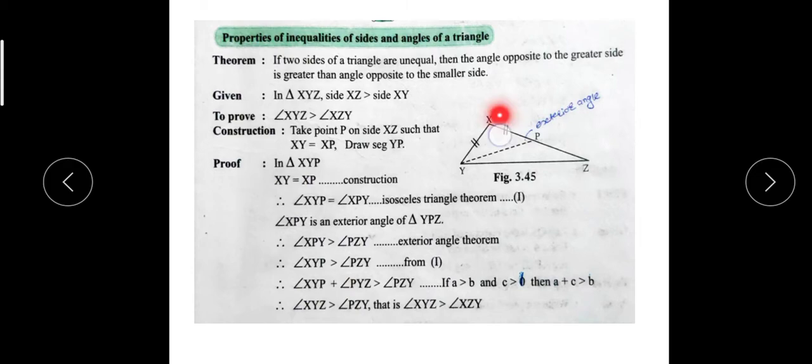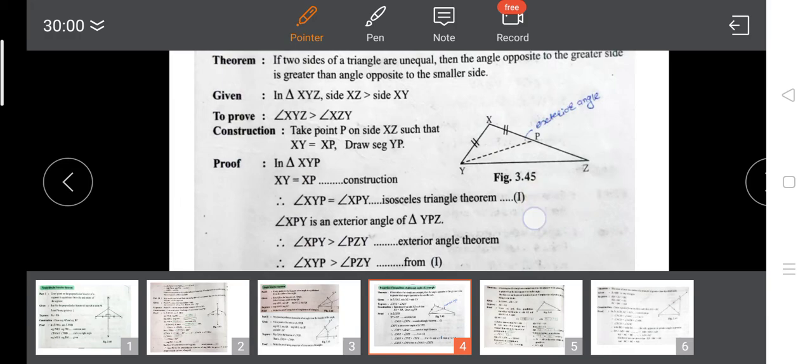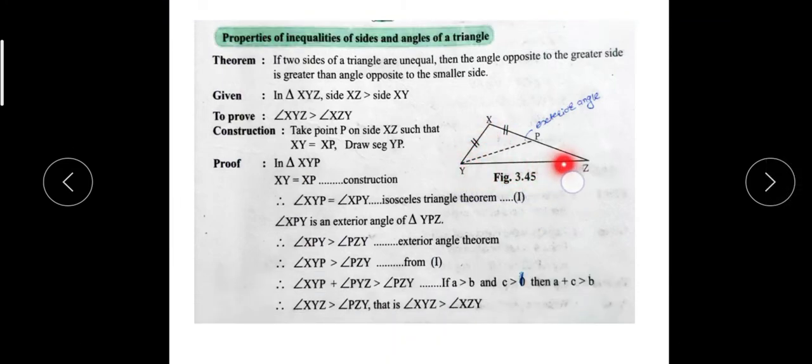Now if you are observing XYZ, here XZ is greater than XY. What is given? XZ is greater than XY. It is looking so and it is given also. Now see students, if XZ is greater than XY, what do we have to prove? Angle XYZ, this is the angle opposite to XZ, and angle XZY, this is the angle opposite to XY. So we have to prove that angle XYZ is greater than angle XZY.